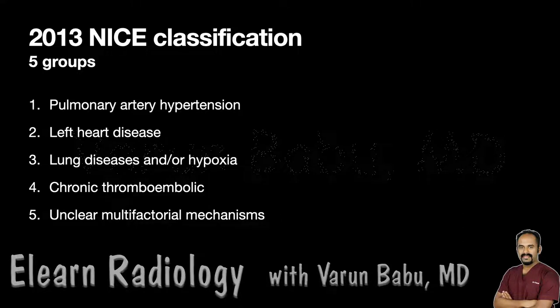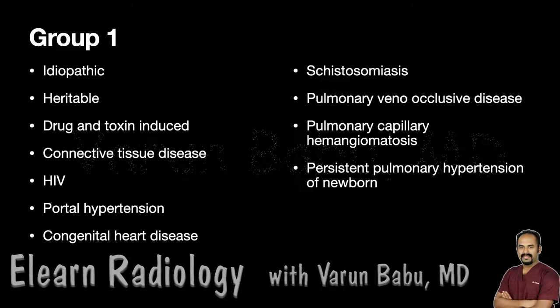1. Pulmonary arterial hypertension. 2. Due to left heart disease. 3. Lung diseases with or without hypoxia. 4. Thromboembolic pulmonary disease. 5. Unclear multifactorial mechanisms. Let's have a look at group 1, pulmonary arterial hypertension.